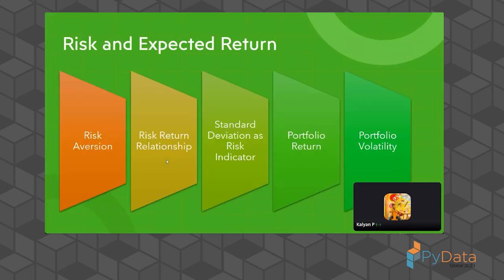So we'll start with the first topic, risk and expected return. These are the key pointers where we identify the risk and expected return during our MPT process. Risk aversion, as I mentioned: every investor is aware of the risk associated with the portfolio. If they want to get more returns, they will take on high risk; if they want less risk, they will get less returns.